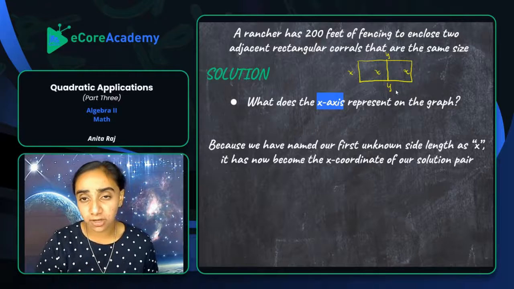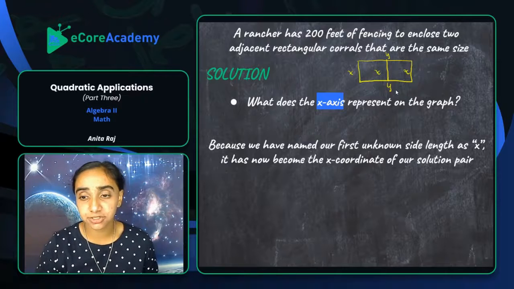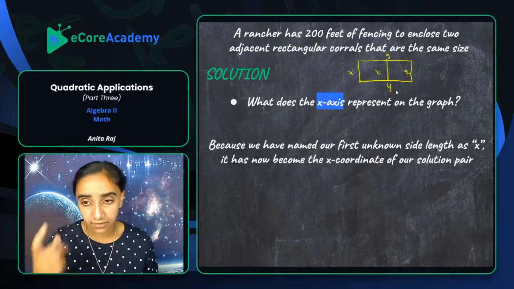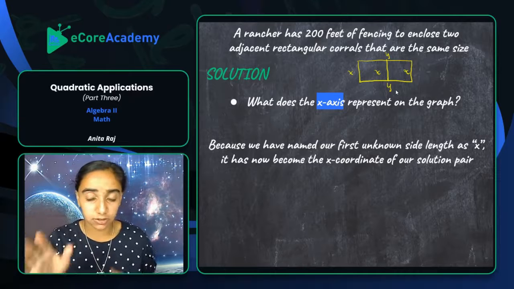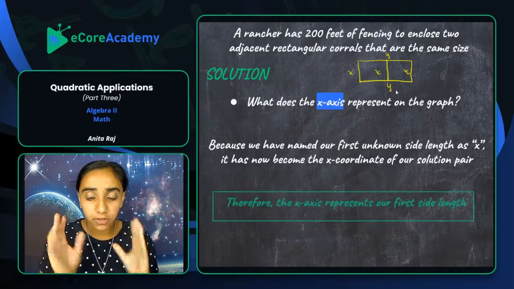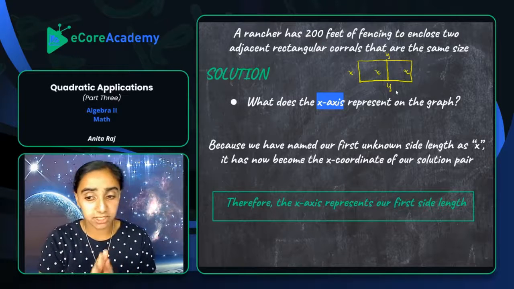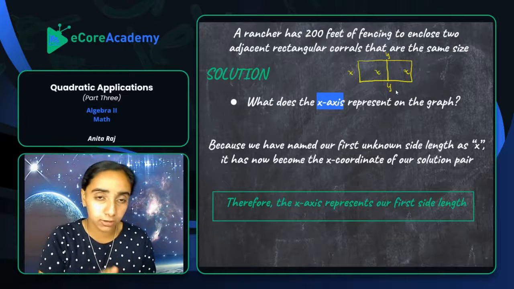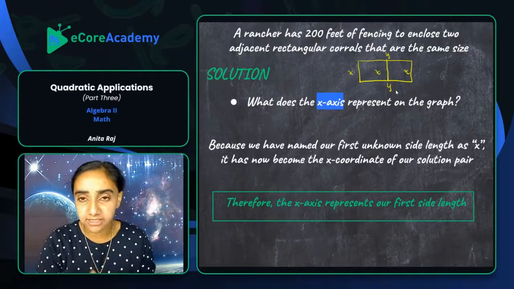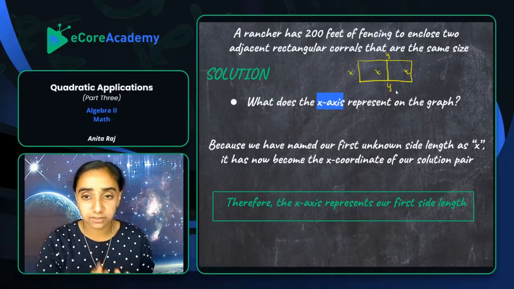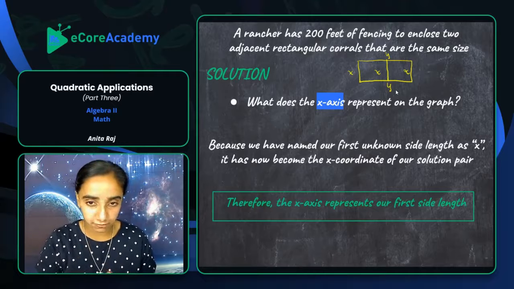So the x-coordinate of that solution pair, which is the vertex, is going to represent the side length x in this diagram. So that's what you need to know. Therefore, the x-axis represents our first side length. The x-coordinate of the vertex represents that first side length. That's what you need to know. That's the answer to that first question.